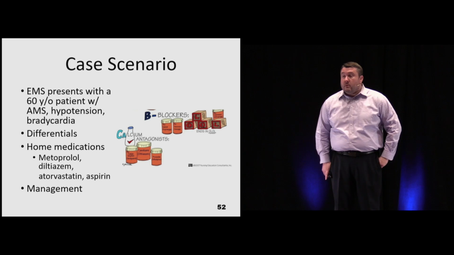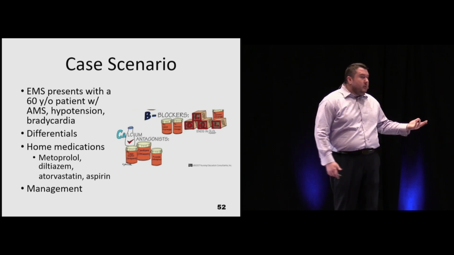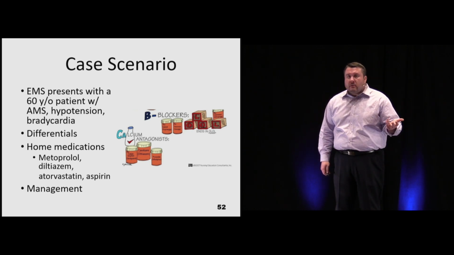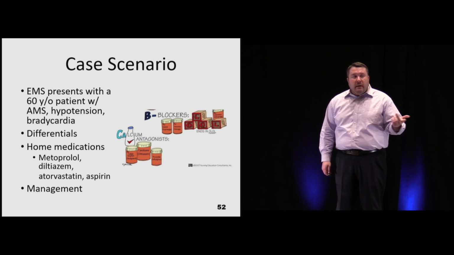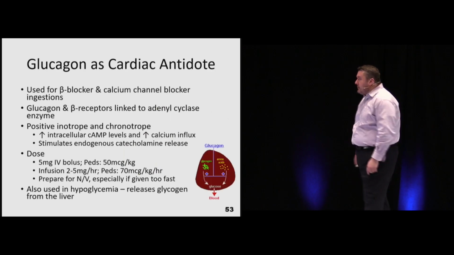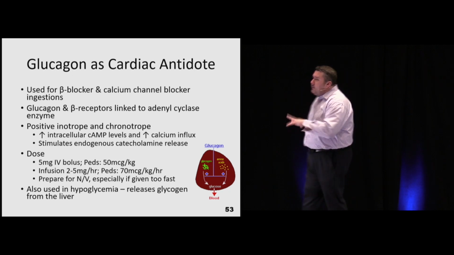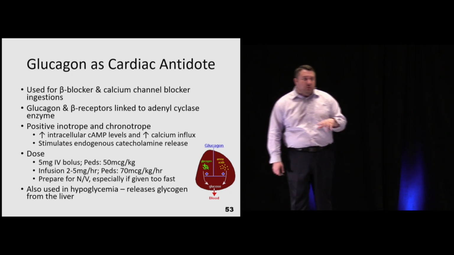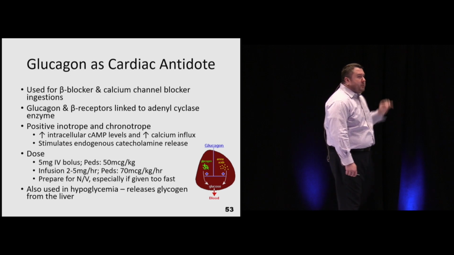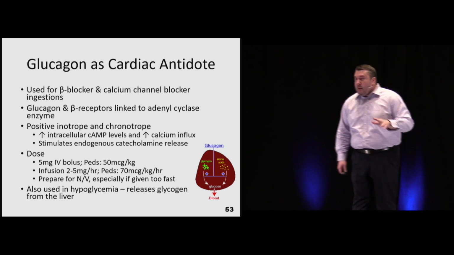Glucagon, good. Fluids, we could try atropine. Anything else? Calcium, maybe. And we'll talk about some of the newer things. So glucagon is usually our first-line agent for reversal of a beta blocker or a calcium channel blocker overdose.